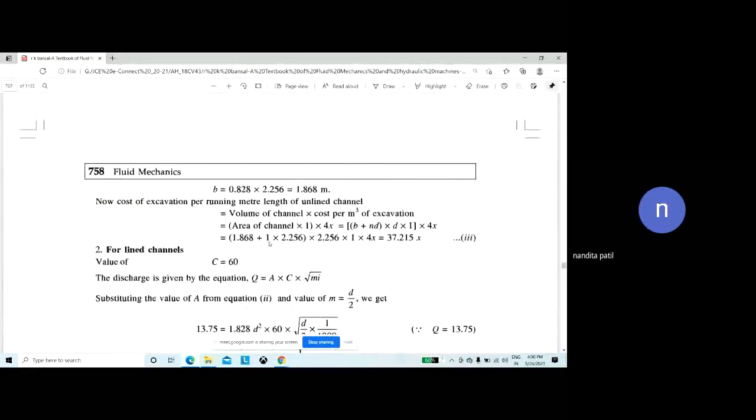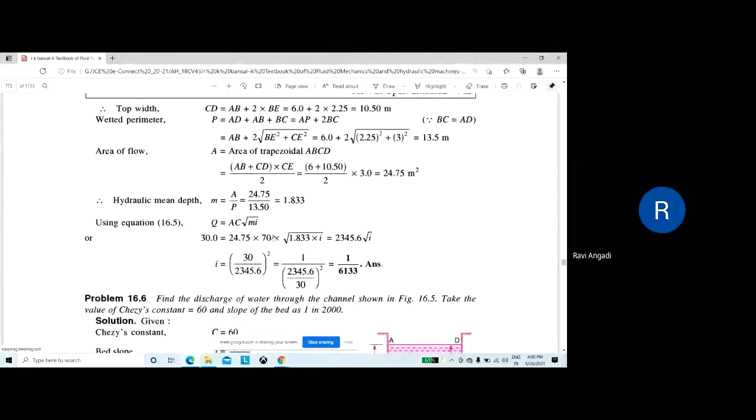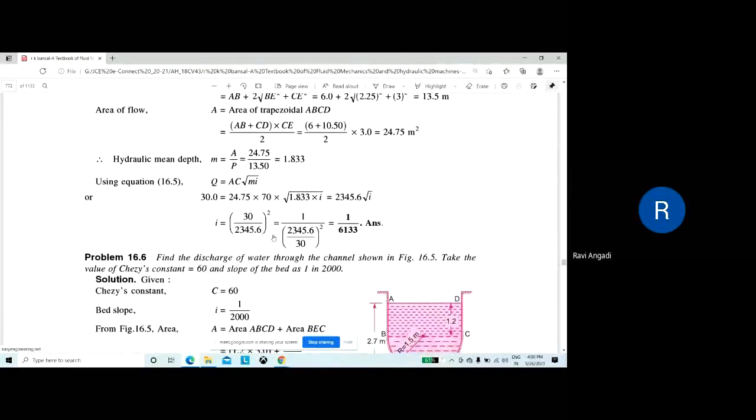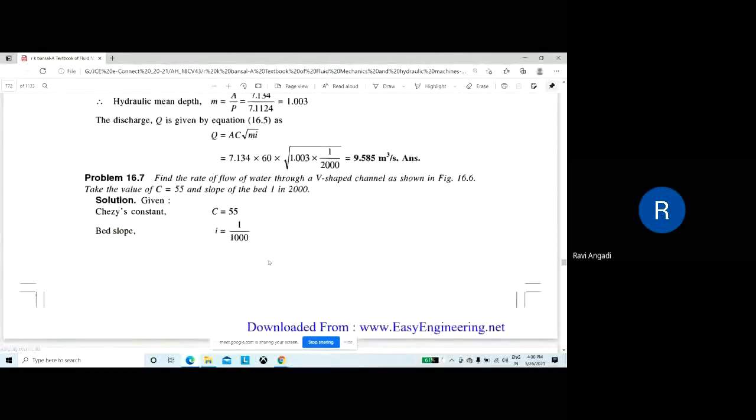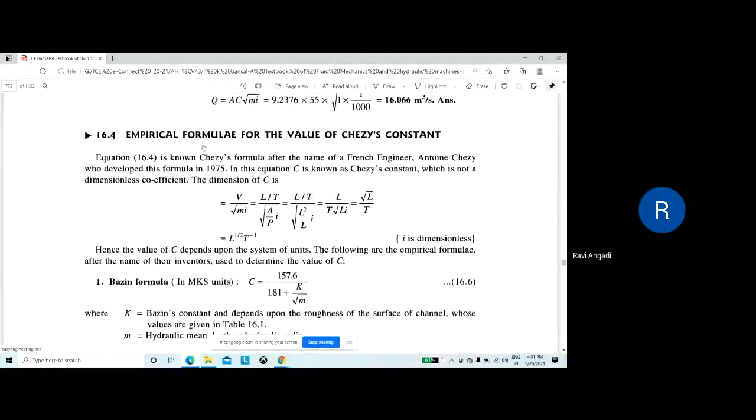Okay. In the previous class, we solved some numerical problems on Chezy's equation, how to use that equation to calculate discharge and also other parameters. Today, in this session, we will again discuss the empirical formulae for the value of Chezy's constant, how that Chezy's constant C can be calculated by using various empirical formulas.